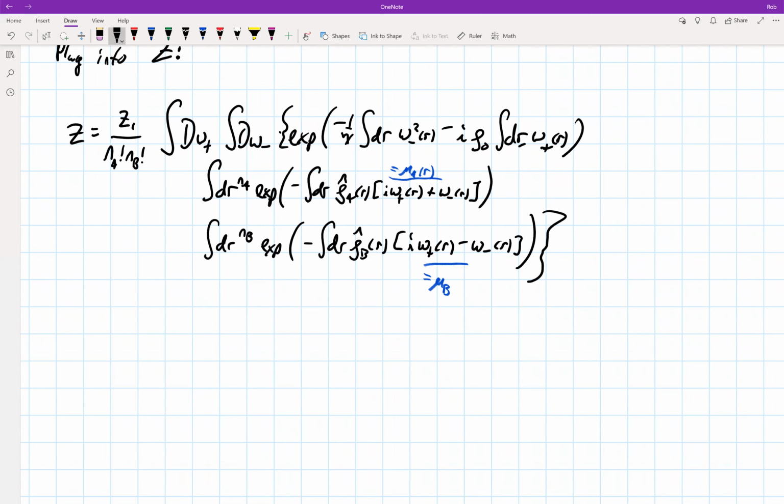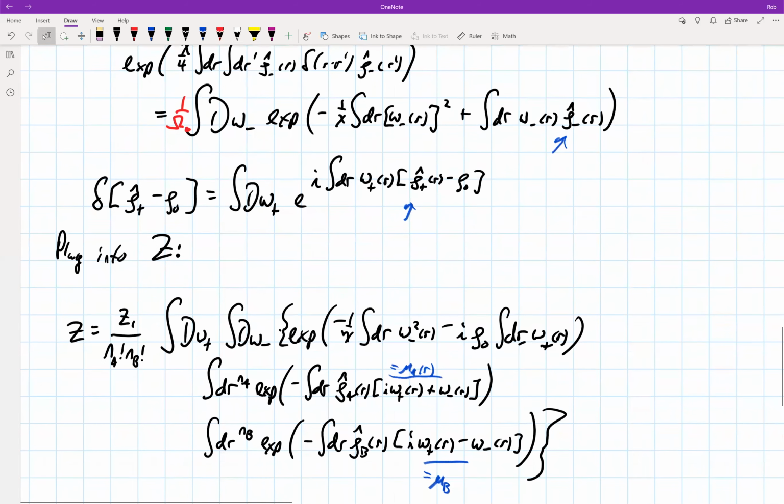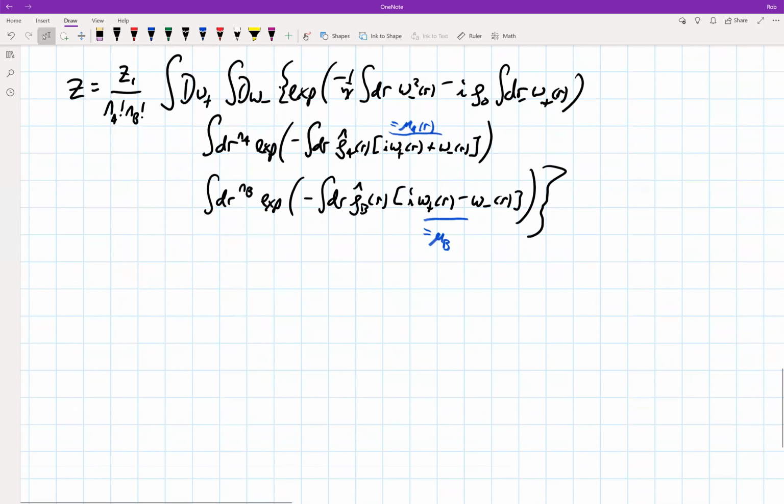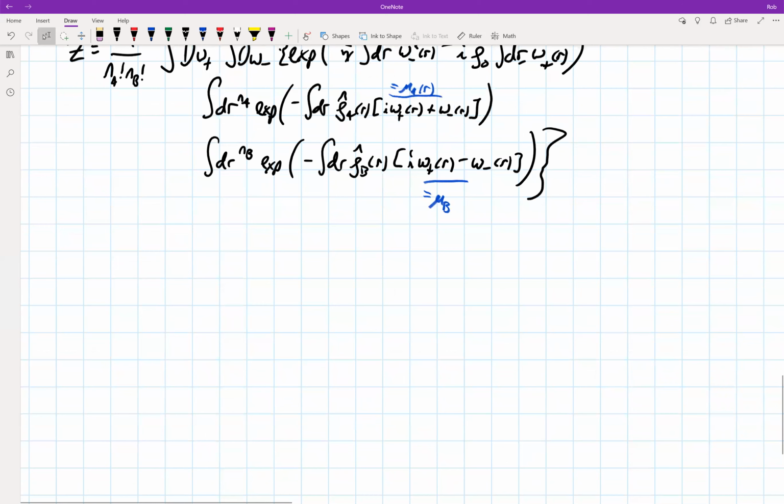And I once again have a sign error that's goofed up somewhere. Let me see if I can find it real quick. If I can't, we'll just let it go. This looks right. Oh well, we'll just let it go. Maybe the error is in my notes.